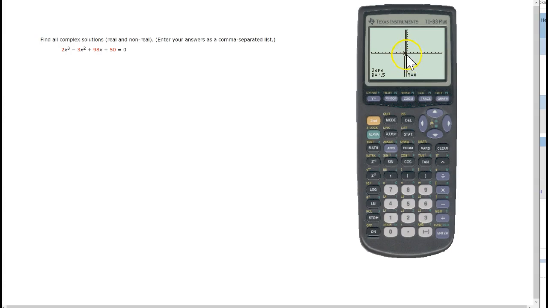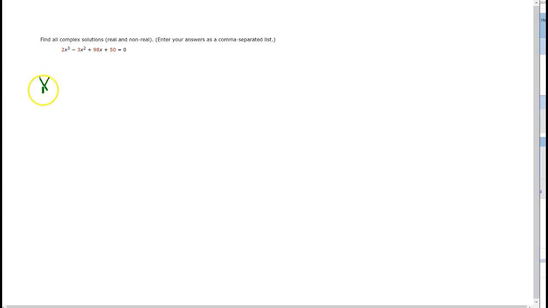So we're going to look, and it looks like it is negative 0.5 or negative 1/2. So we have at least one zero, so x equals negative 1/2. Now that will help us find the rest of the zeros, and I'm going to use synthetic division to find those.